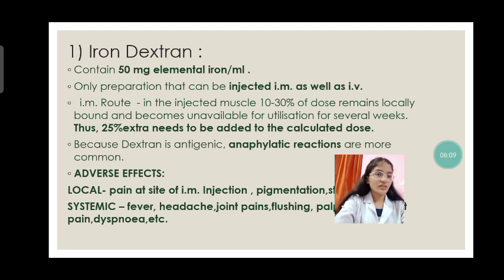Now, since dextran is antigenic, anaphylactic reactions are quite common with iron dextran. The adverse effects of iron dextran are local effects like pain at the site of intramuscular injection, pigmentation, etc. Systemic adverse effects are fever, headache, joint pain, flushing, etc.